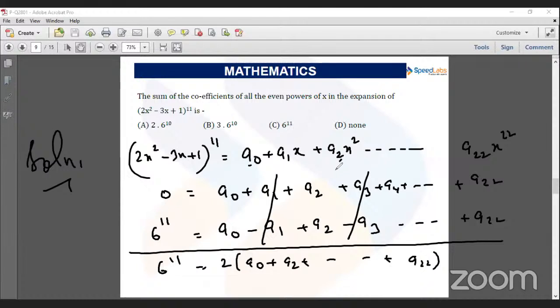a0, a2 are the terms with even power of x. So their sum will be equal to 6 power 11 by 2. So we'll take out 6 from there, which is 2 into 3 into 6 power 10 by 2. So the answer is 3 into 6 power 10. This is the answer. Any questions?